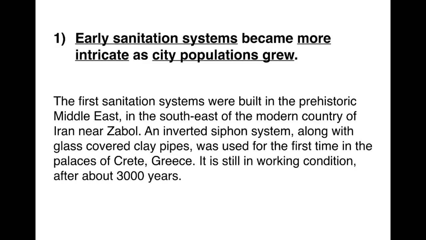Now we need to go to the beginning of the passage and read at normal speed. The first sanitation systems, that could be the same as early, were built in the prehistoric Middle East, in the southeast of the modern country of Iran, near Zabul. An inverted siphon system, along with glass-covered clay pipes, was used for the first time in the palaces of Crete, Greece. It is still in working condition after about 3,000 years. So we found the first keywords, early sanitation systems, but we haven't found anything about more intricate or city populations grew. So we need to continue to the next paragraph.